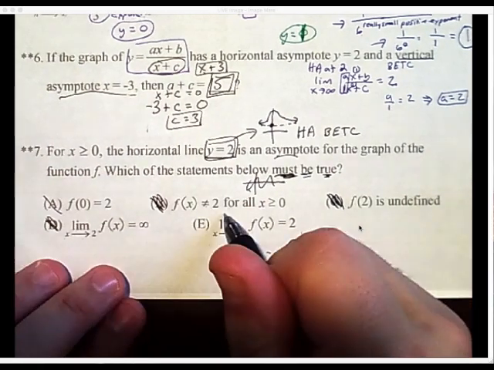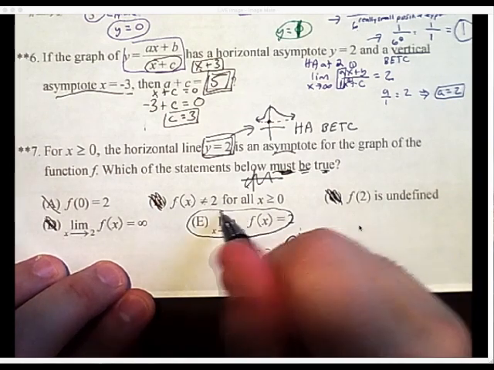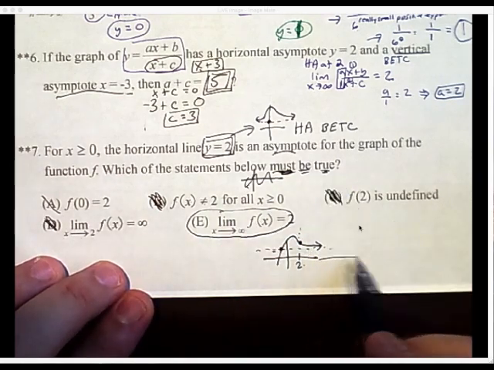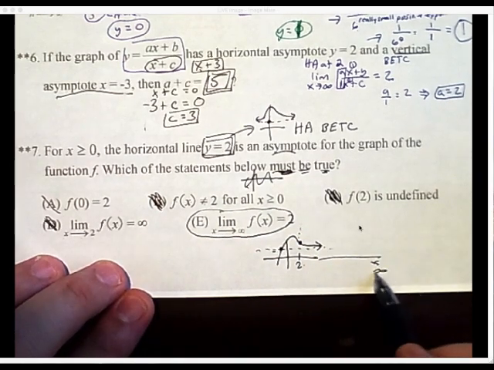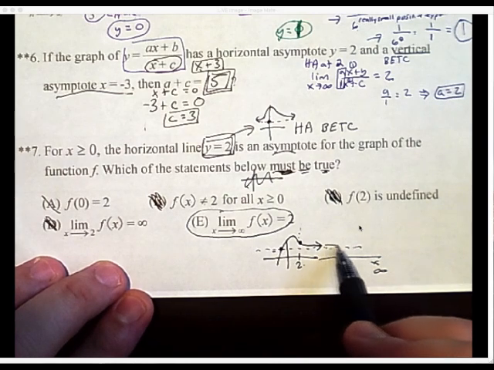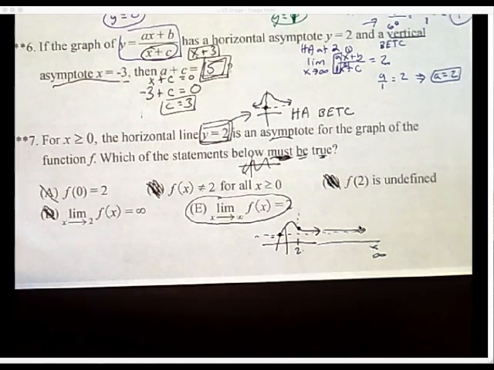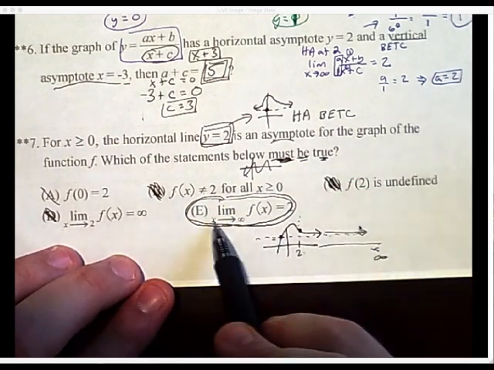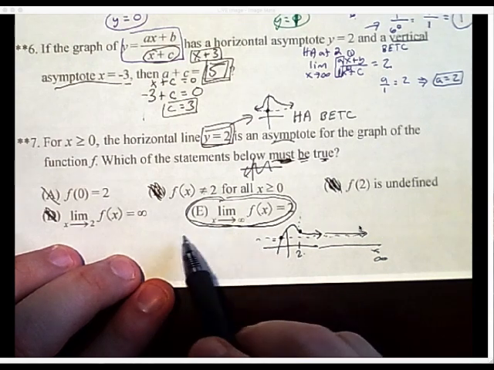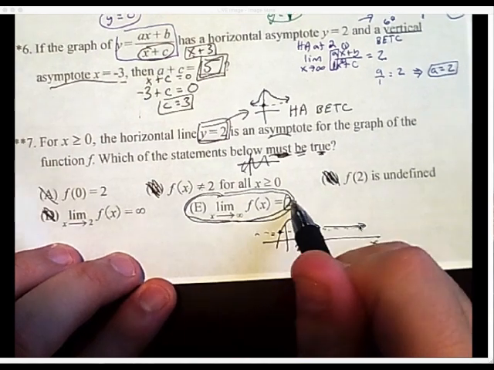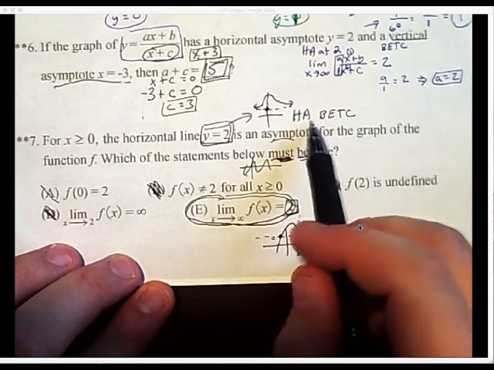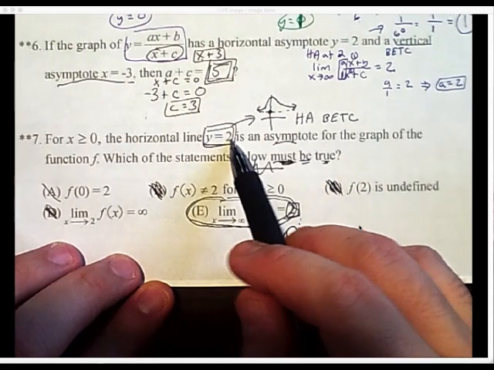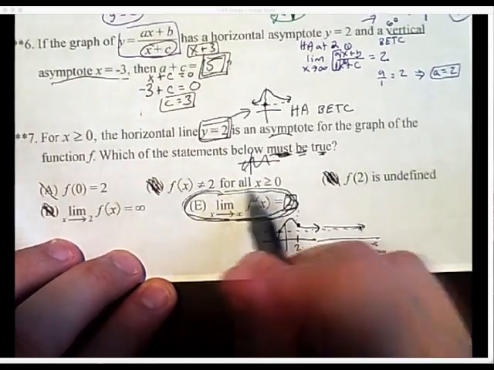But this one is true. As I go out further on my x-axis towards infinity, the curve has to get closer and closer and closer to 2. So this is the definition of an HA. All right, as you go out towards positive infinity or negative infinity, your y values have to approach 2 if that really is a horizontal asymptote. So letter E is the correct choice.